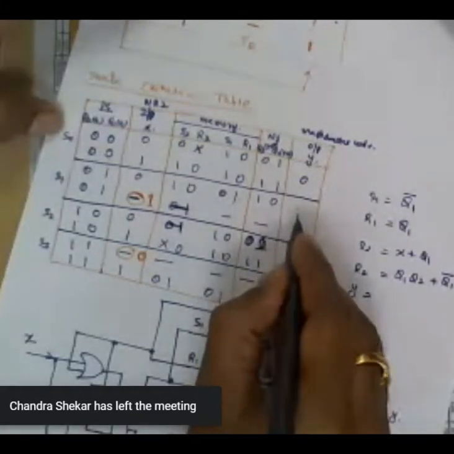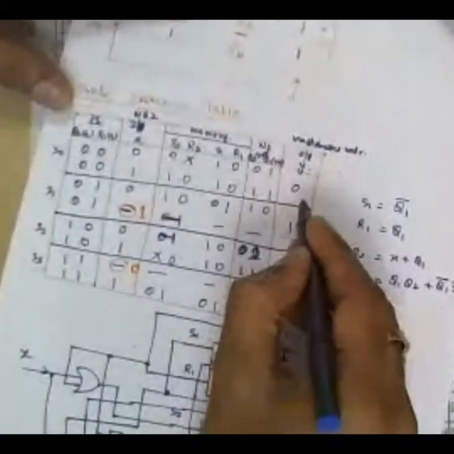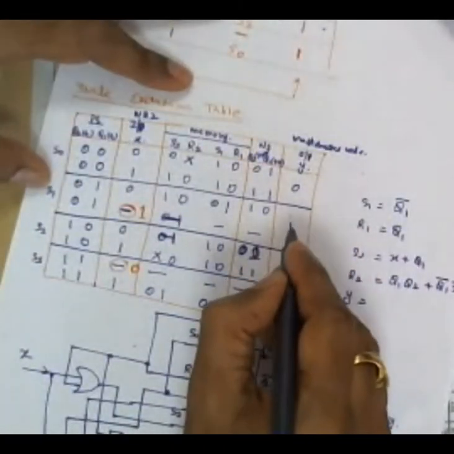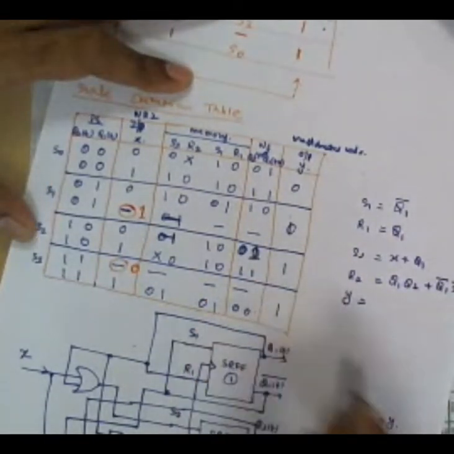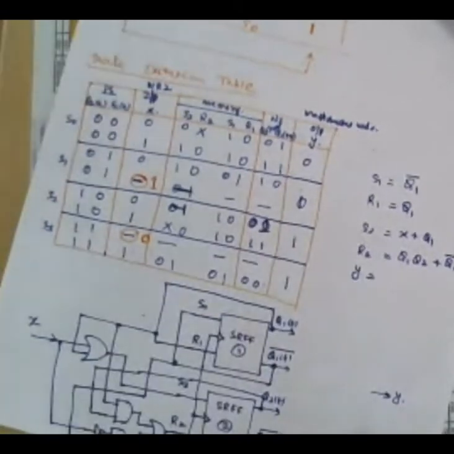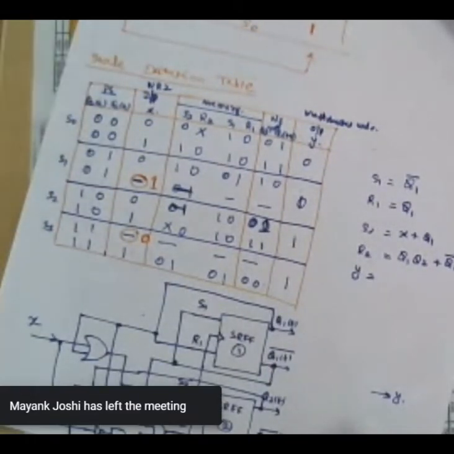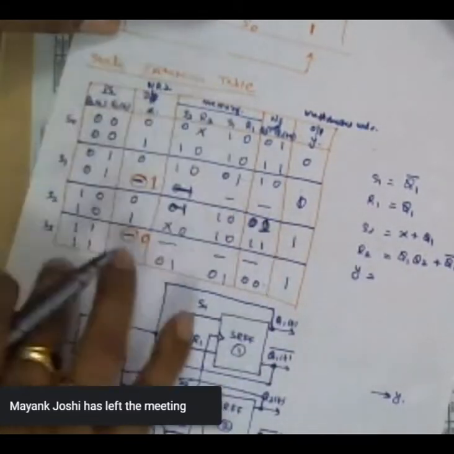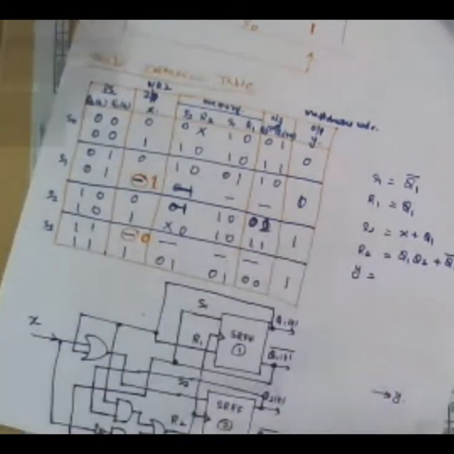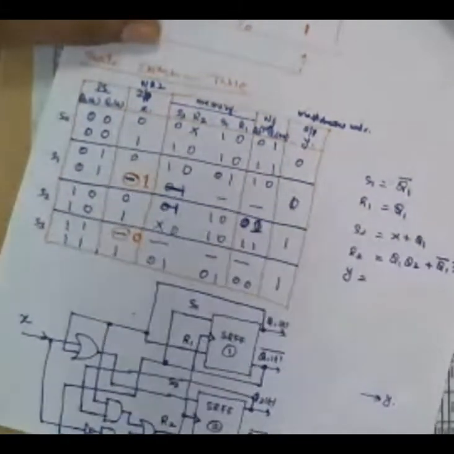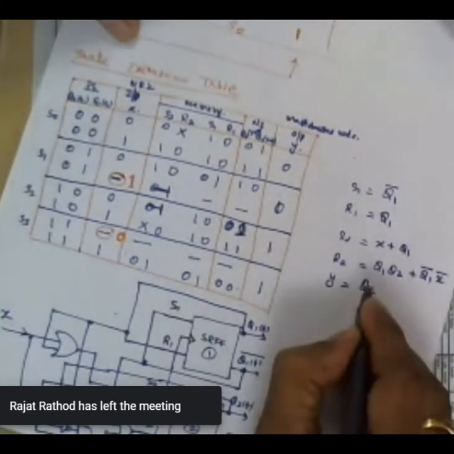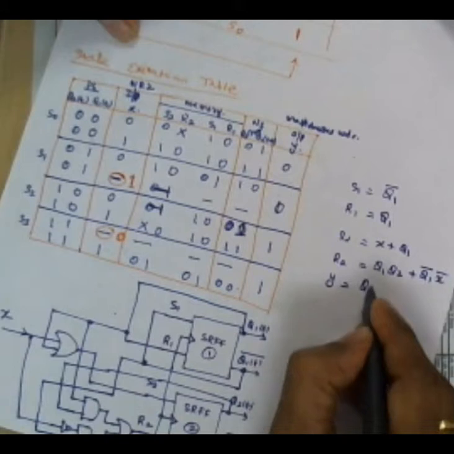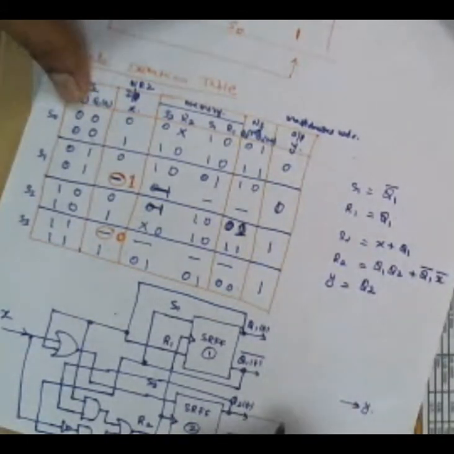What is the state diagram? If the state is S0, the output is 0. Correct? S1 also, output is 0. S2 is 1, and then S3 is 1. Correct? Therefore, what is the output equation now? For the output, Y is equal to only Q2. Okay, so this is only the output.